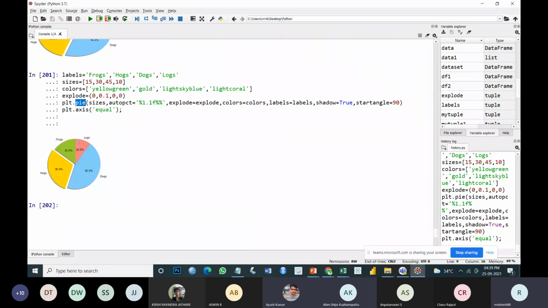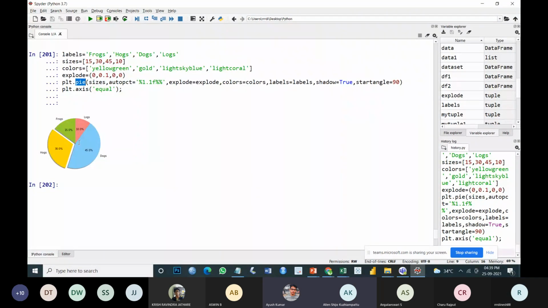So we cannot control which part the shadow comes. See, wherever the explode is there, it is continuously coming, right? Here we don't get any shadow. If there is some gap, then only we will get more shadow.